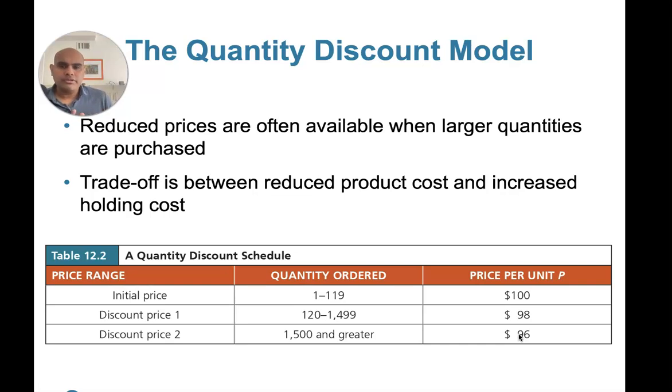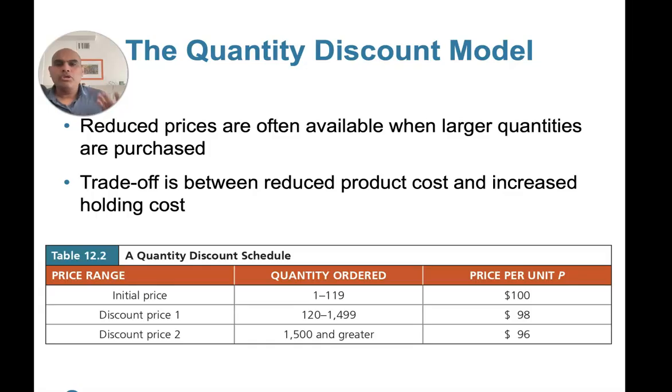The other way a quantity discount schedule can be offered is, instead of saying that the unit price is $98 and $96, they can say that we'll give you a 2% discount if you order between 120 and 1499, and a 4% discount on the $100 if you order more, right? So it ends up being the same. It's just a different way of looking at the same thing.